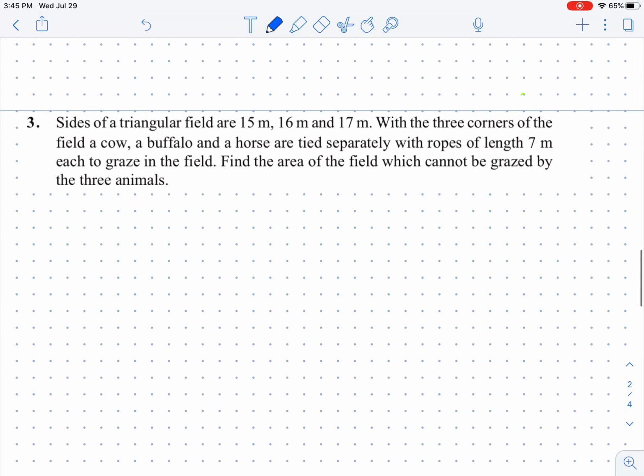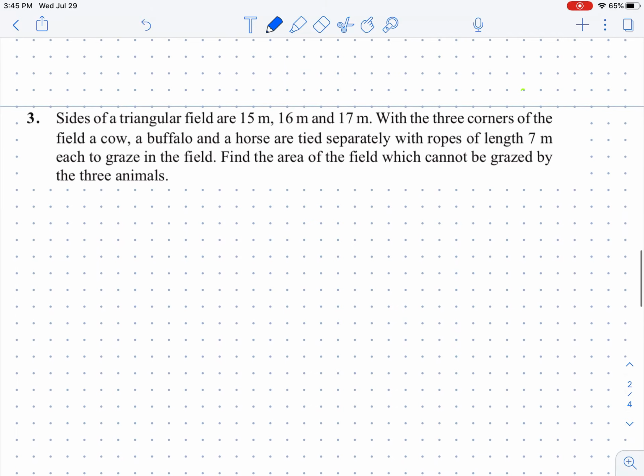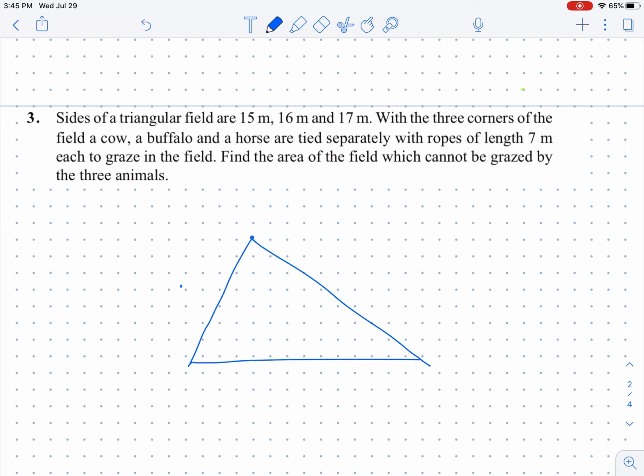Now in this question they are saying the sides of a triangular field are 15, 16 and 17. This is the triangle. One side is 15, second side is 16, and third side is 17. Now at the corners, a cow, a buffalo and a horse are tied separately with ropes of length 7 meter. If the cow is tied at this vertex with a rope of length 7, it will cover this area. This area will be grazed by the cow, this length is 7.